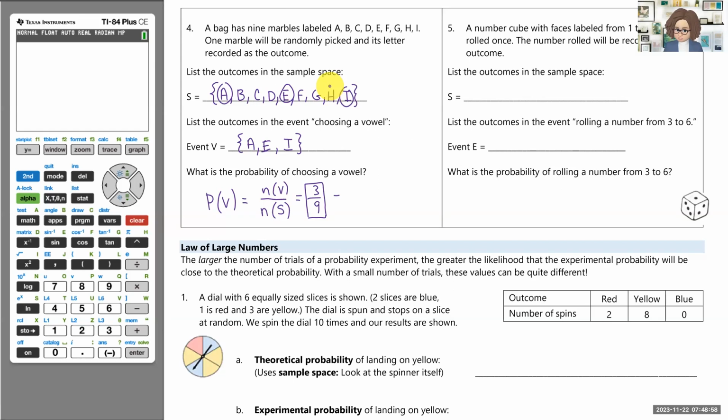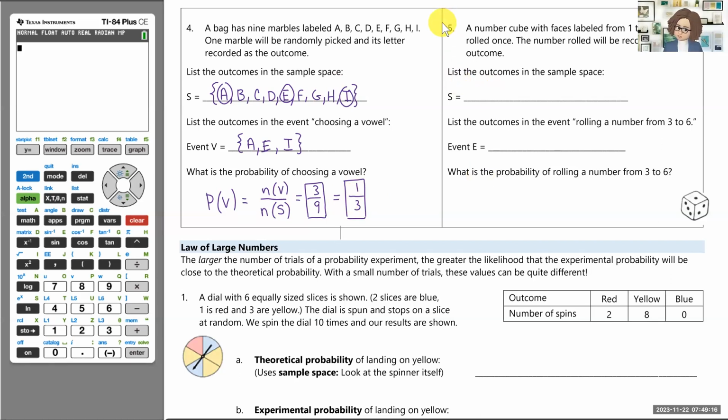But if you're asked to reduce, you want to reduce. And so we can there look at both numerator, denominator are divisible by 3. So either answer, totally acceptable. But if you're asked to reduce, go ahead and reduce.